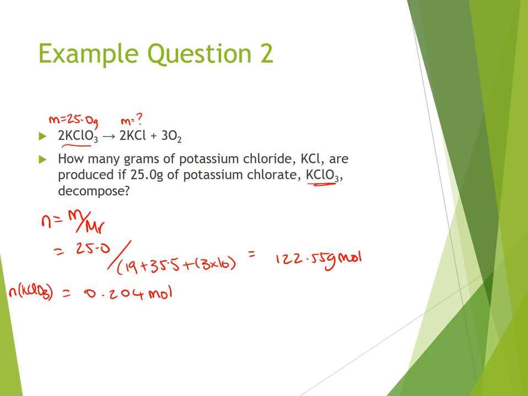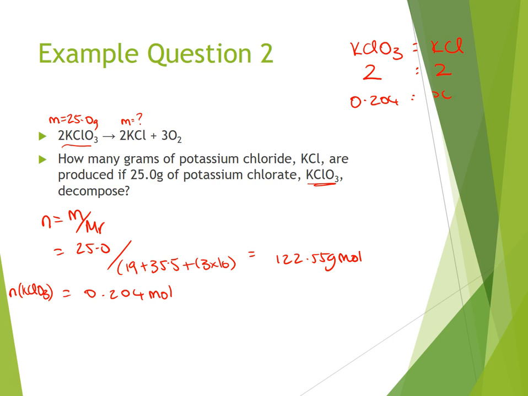I said I was going to show you a different way to do this. This is the grid way that I've showed you a couple of times in class. To work out my mole ratio, I'm going to take my KClO3 as a ratio to KCl. I'm going to write my coefficient, which is 2, and my coefficient of KCl, which is 2. Then I'm going to put in my number of mole of the one that I know, 0.204, and use x for the one that I'm looking for.